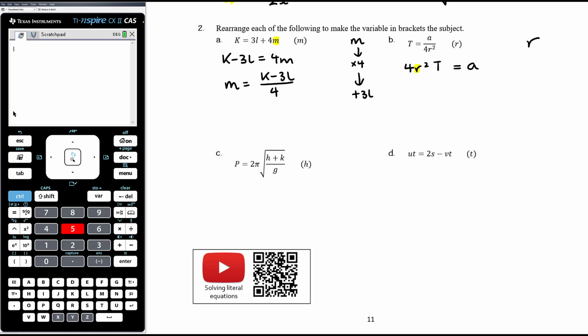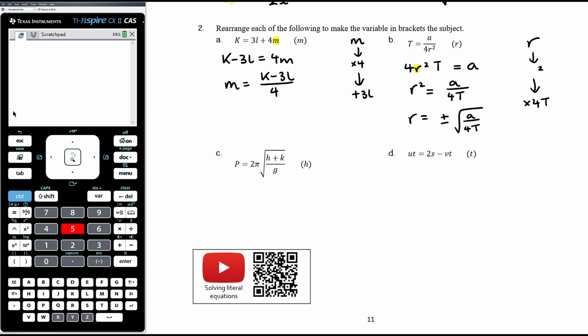Now we can focus on what's happening to r and how do we get it on its own. So the first thing happening to r there is it gets squared, and then it's being multiplied by both 4 and t, so it's being multiplied by 4t. So we're going to divide by 4t first, so r squared equals a divided by 4t, and then we're going to take the square root. So r is a positive or negative square root of a over 4t. Oh, sorry, not 4 pi, 4t.